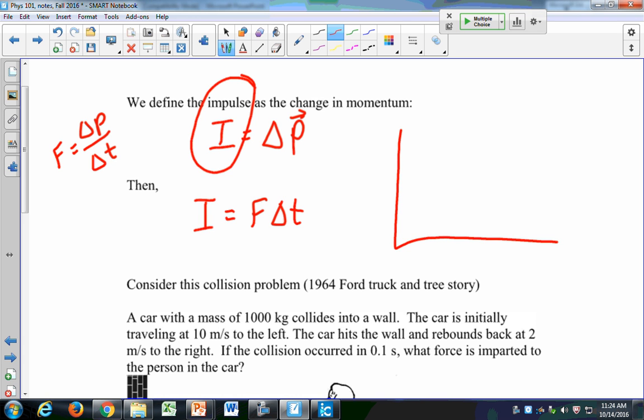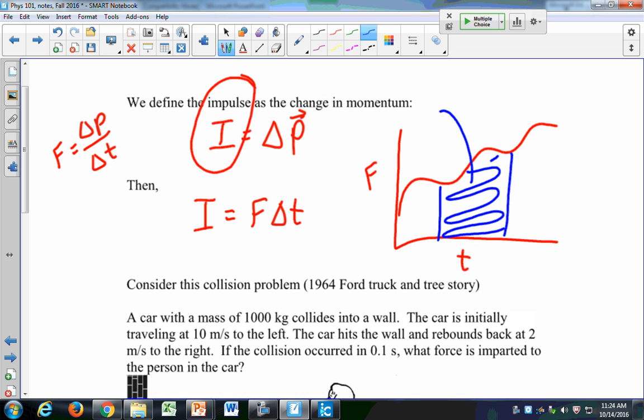If I were to plot F versus T, and it looks like this, say, the impulse would be the area under that graph. The impulse would be the force times the delta T. It's the integral of F delta T.